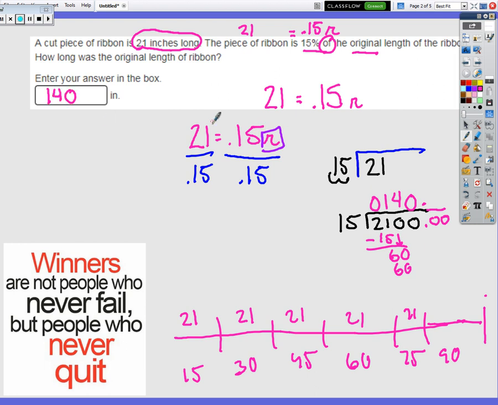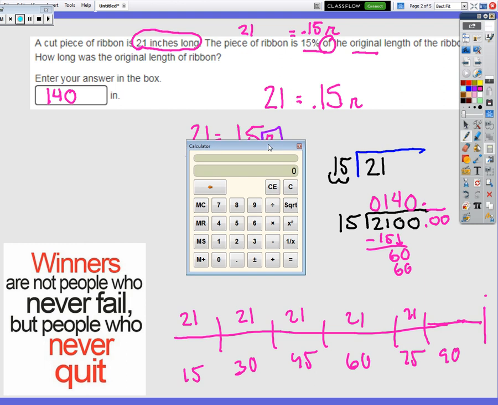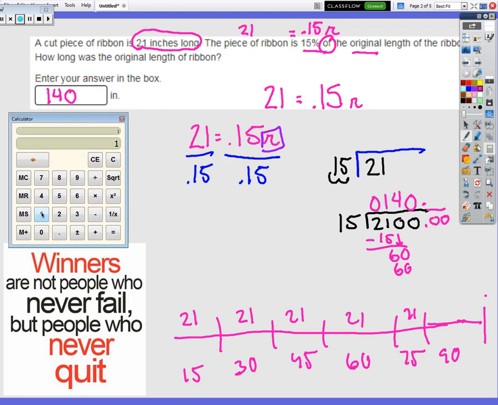That means if I were to substitute 140 in right here, that would give me 21. I'm going to cheat and use a calculator to expedite this process. Let's take a look. 140 inches is the entire length of the ribbon. I have 15% of that. It should give me 21 inches. Yes, I have it right. Let's move on.